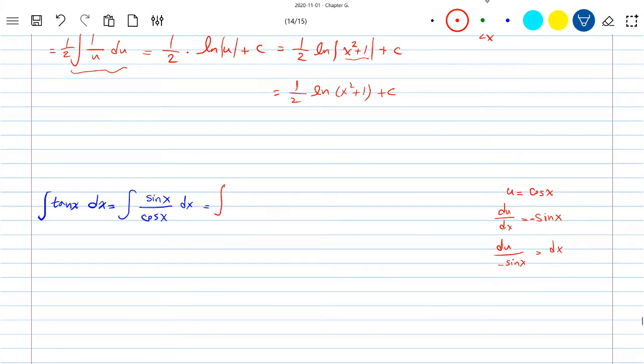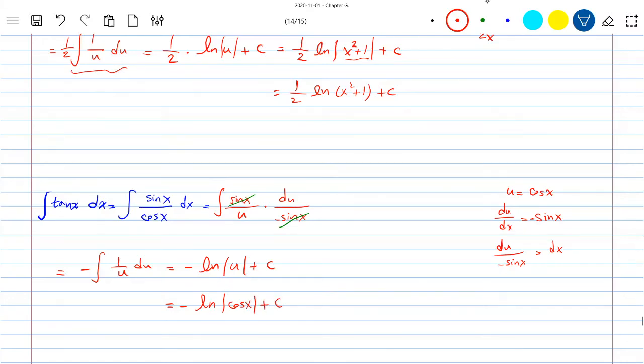I can rewrite this as the integral of sine x divided by cosine x, which we call u, multiplied by du divided by negative sine x. Again, these two can cancel out. So what we have is the integral of 1 over u, du divided by negative 1. I can move that negative outside. So this is negative ln absolute value of u plus some constant c, which is the same as negative ln absolute value of cosine x plus some constant.